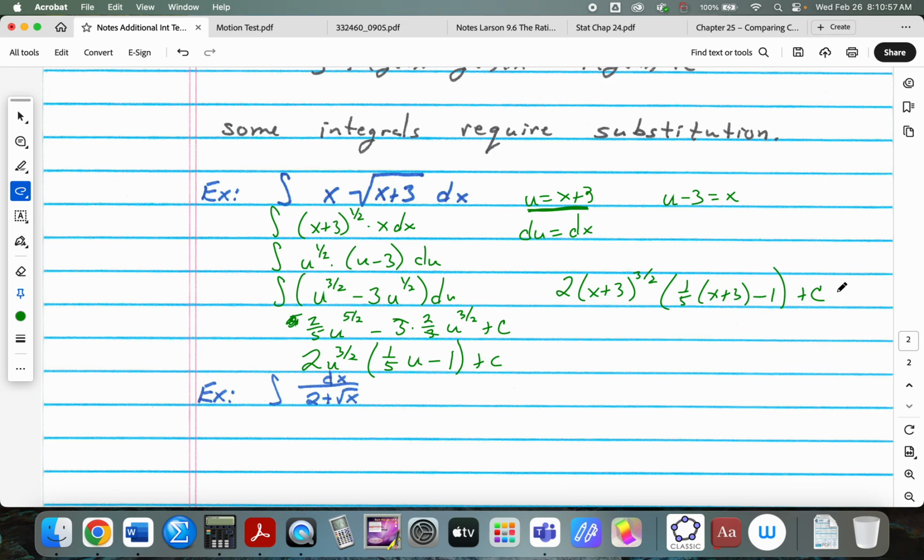At that point, if it's a multiple choice question, they are likely to go ahead and distribute this 1/5 and gather like terms. It's a little bit simpler to look at. So 2 times x plus 3 to the 3/2 times 1/5 x minus 2/5, because I'm going to have 3/5 minus 1 is negative 2/5, all plus c. Again, it's very much not obvious that this would have been your answer.